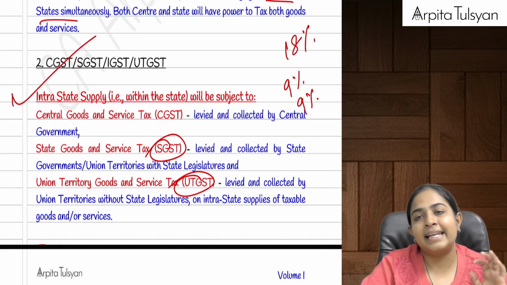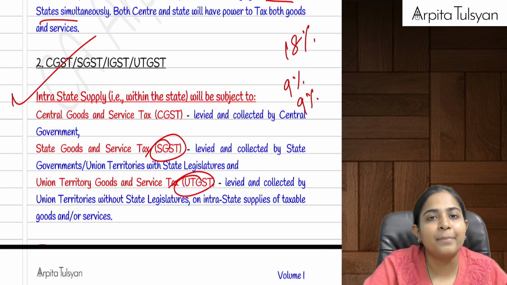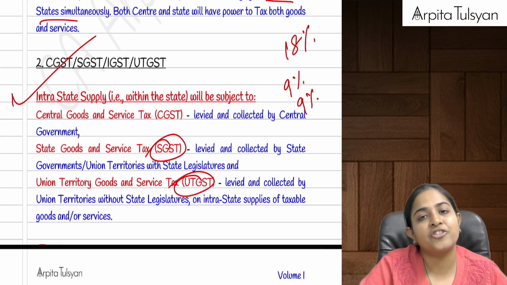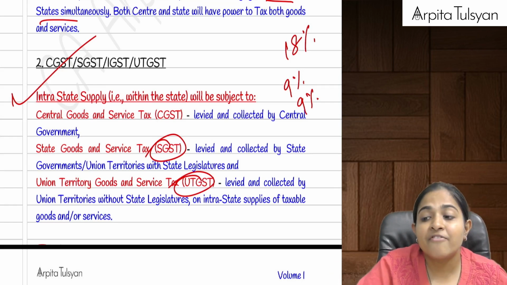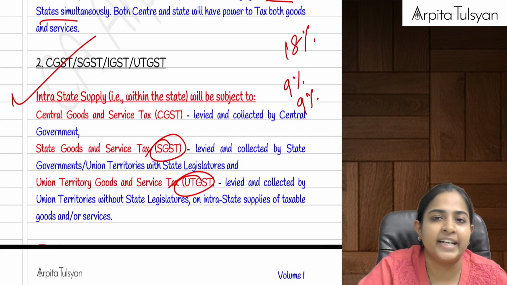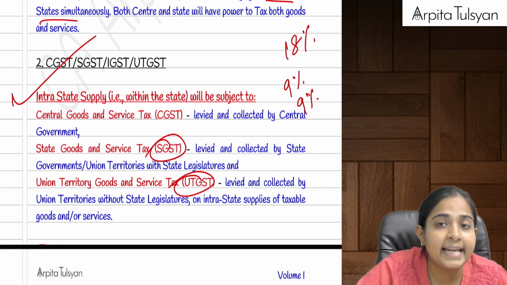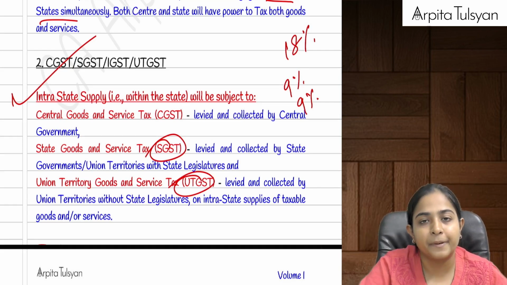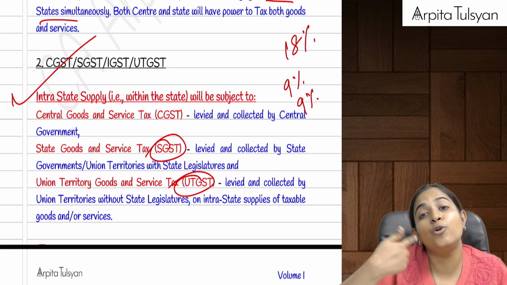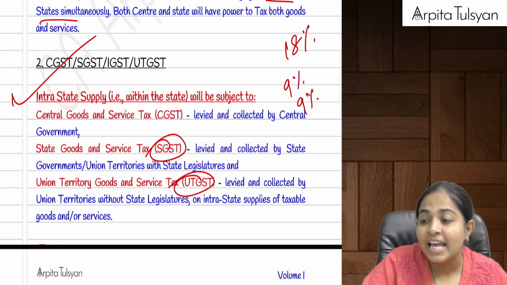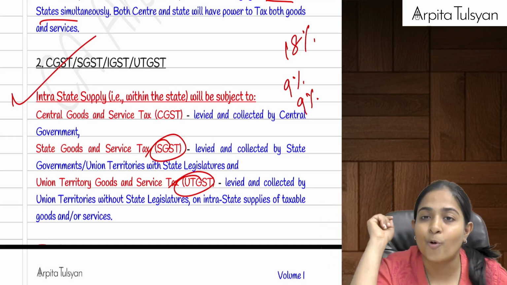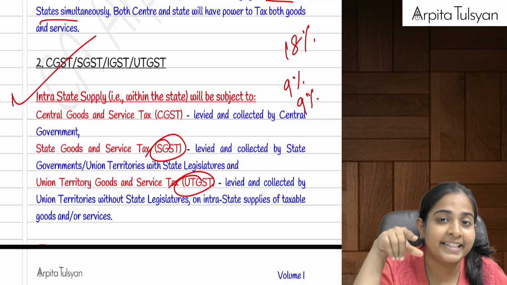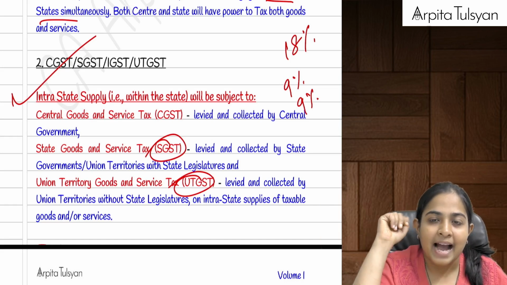Now let's say I am talking about a sale happening from Maharashtra to Maharashtra. At that time, CGST and SGST will be applicable. Why? Because Maharashtra is not a union territory, so UTGST law will not come into the picture. Now let's say there is a sale from Lakshadweep to Lakshadweep. At that time, CGST and UTGST will be applicable. Why UTGST? Because it is a union territory not having its own state legislature. So, as we had studied, UTGST law will be applicable. Are you clear with this?